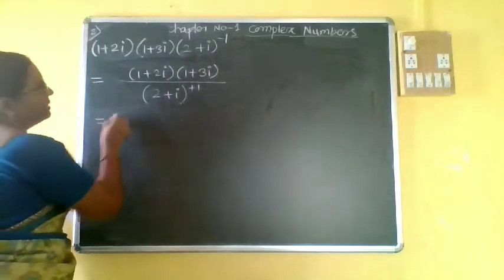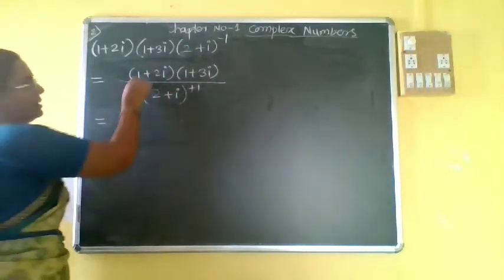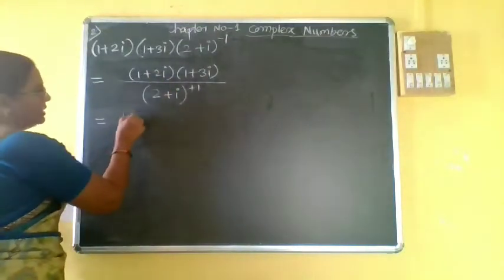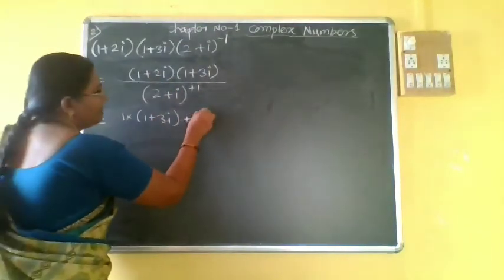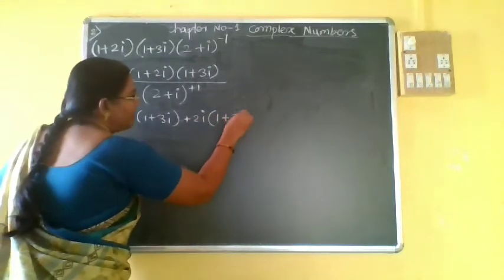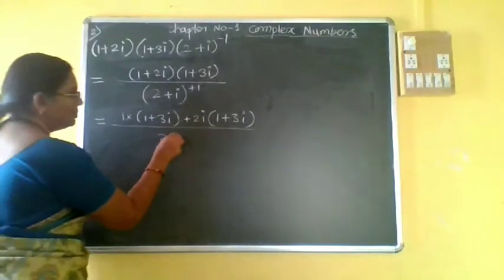Understand? Then take the multiplication of these two brackets. How to multiply this? 1 into (1 + 3i) plus 2i multiplied with the bracket (1 + 3i), divided by (2 + i).